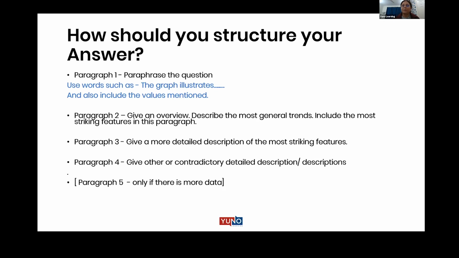Suppose you have to talk about the maximum rainfall received in a year at a particular place, or the minimum rainfall received. You should not mention how much rainfall is received. All that should not be given in the overview paragraph.